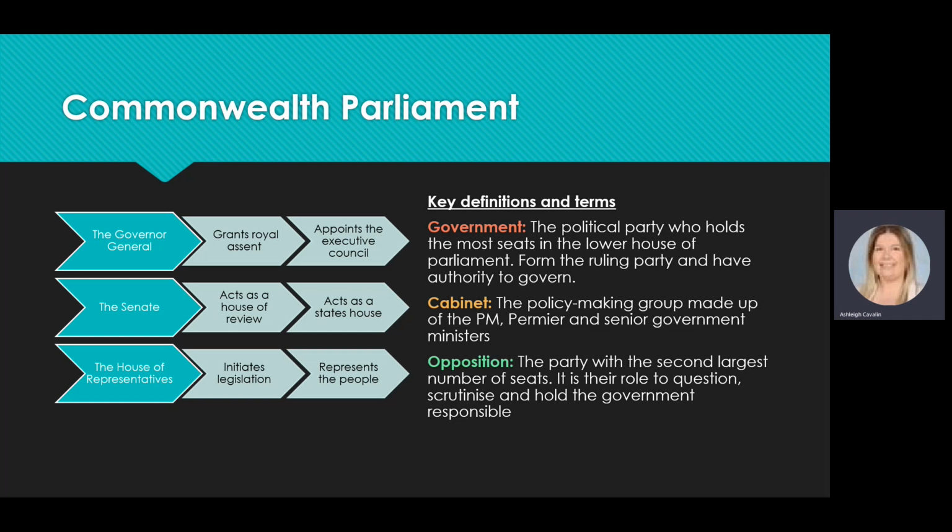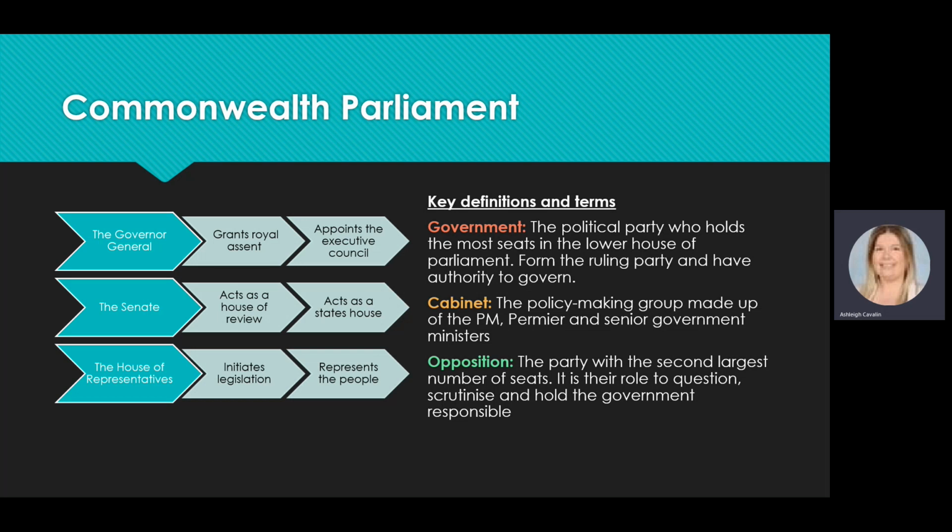You also have the cabinet. The cabinet are the policy making group made up of the Premier, if we're talking about the Victorian government, but also his senior government ministers. So your Minister of Health, your Minister for Education. Cabinet are basically the PM's best mates, who are the ones who help him with law. So they are very influential.